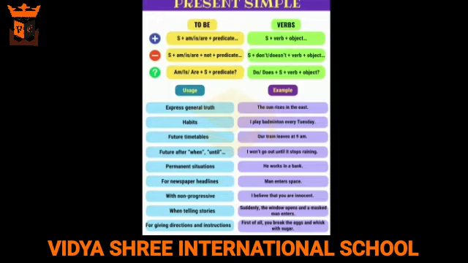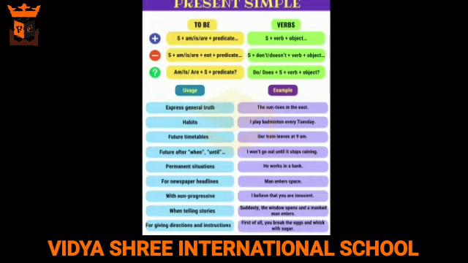With permanent situations: he works in a bank. For newspaper headlines, for example, man enters space. With non-progressive verbs: I believe that you are innocent. When telling stories just to make them more dramatic: suddenly the window opens and a masked man enters. And for giving directions and instructions, we use simple present tense. For example, first of all, you break the eggs and whisk with sugar.